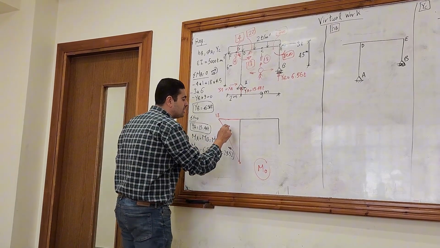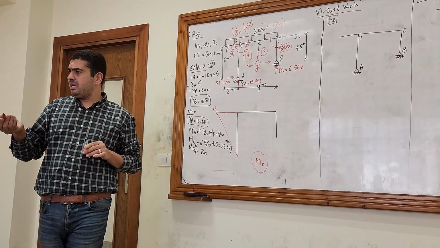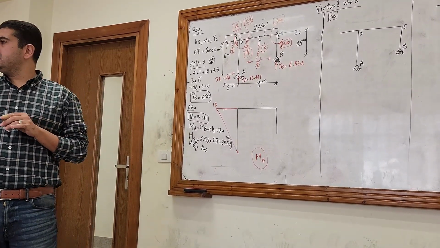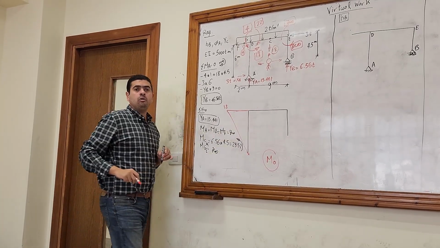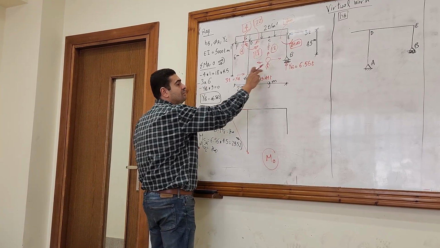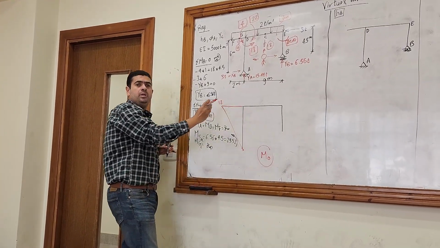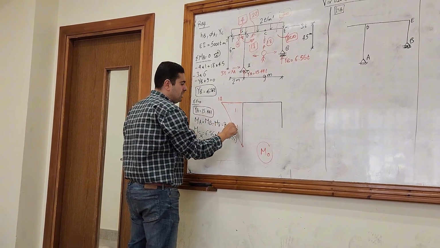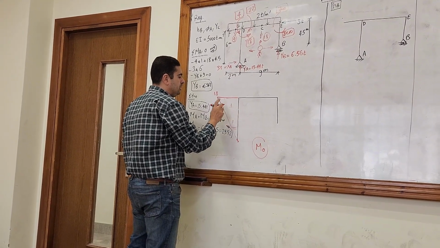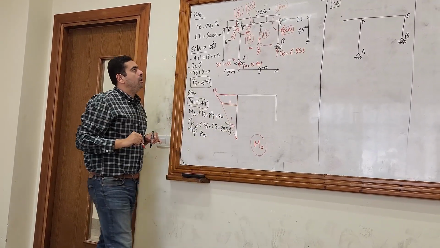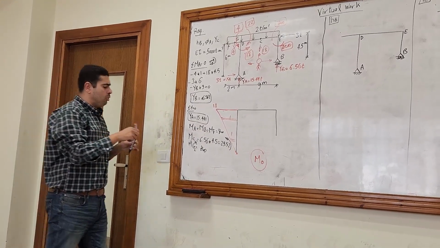What about the sign? I know the bending moment upwards is negative, has a negative sign, and downwards has a positive sign, right? Is this upwards or downwards? This will let you know. You are looking from here, you are inside, so this will be upwards, so it's negative. Okay? Let's go for another member, for any other member like FD, the small member, FD.